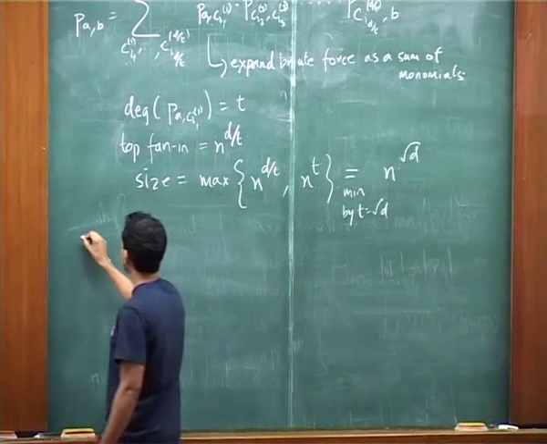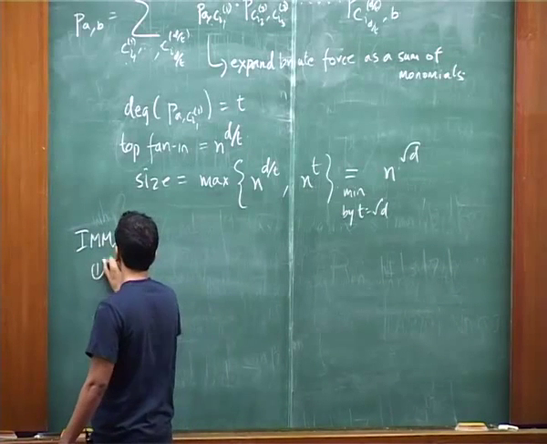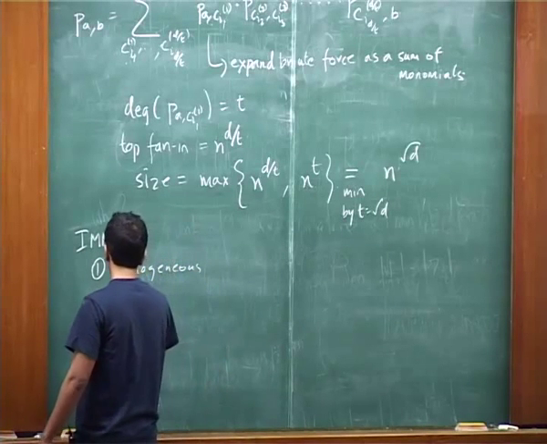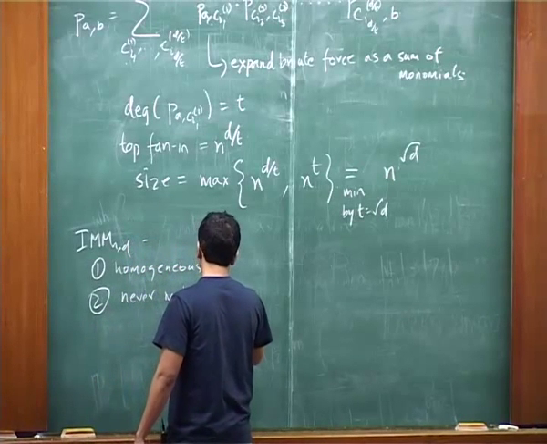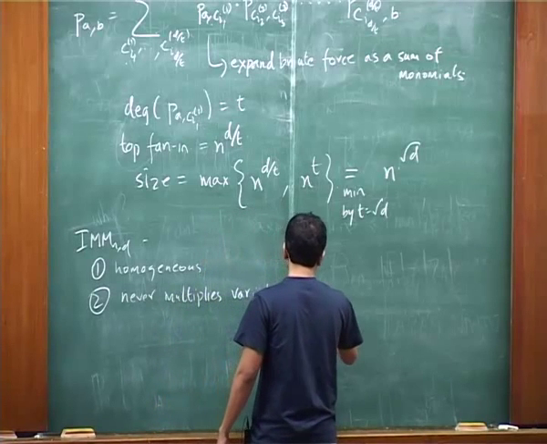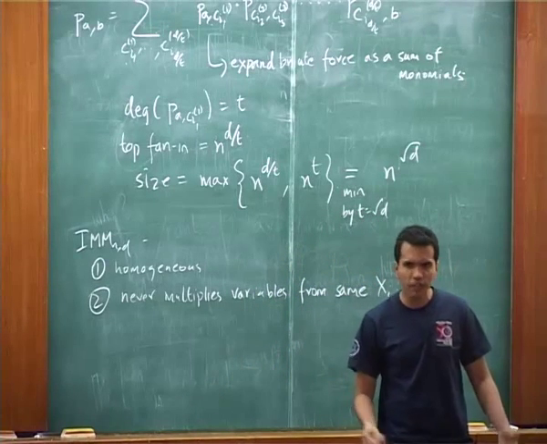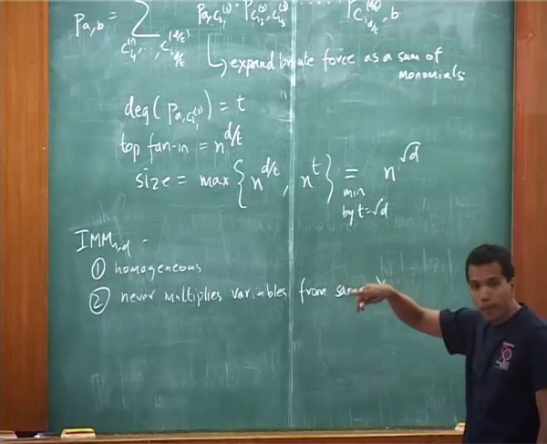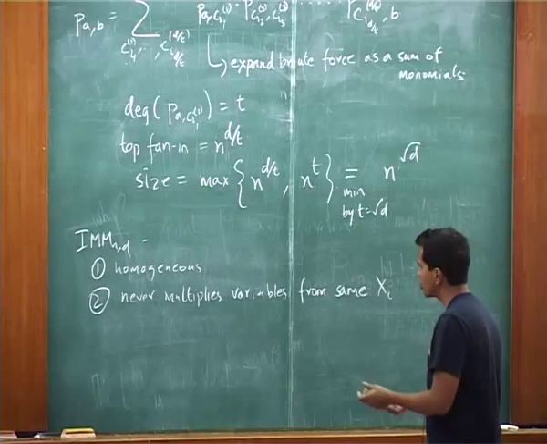So if you stare at IMM, it has the following two properties. It's homogeneous, and it never multiplies variables from the same matrix. You fix a matrix x_i, it never multiplies two variables from the same matrix. When you're computing a matrix product, for example, if you look at a path from A to B, that never multiplies two variables from the same matrix, from the same layer. Can't happen, right? So IMM never does this.